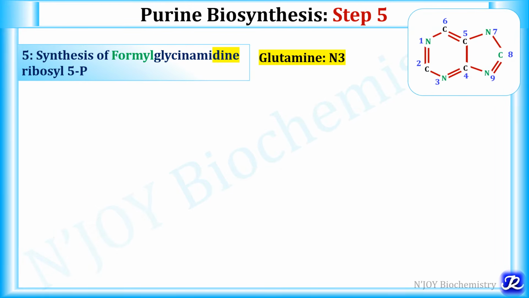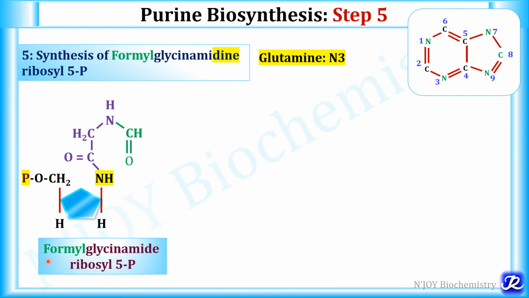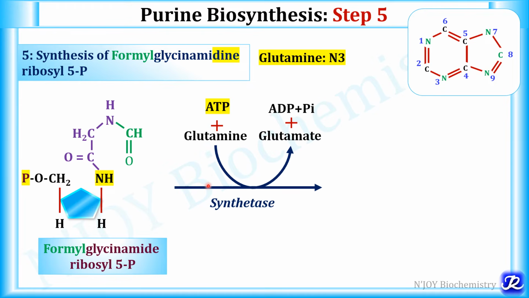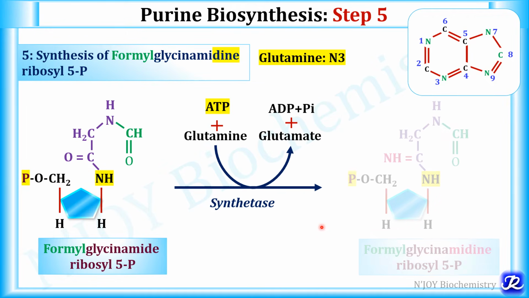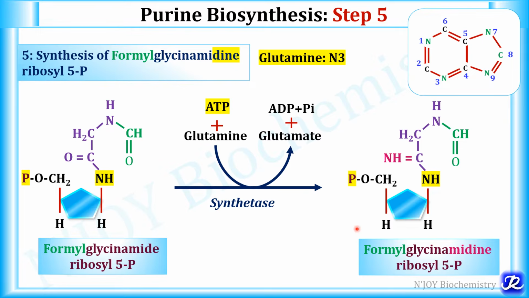Step 5 is synthesis of formyl glycinamidine ribosyl 5-phosphate. The contributor is glutamine, which is responsible for contribution of nitrogen present at number 3. Here, glutamine is added to formyl glycinamide ribosyl 5-phosphate. It also requires ATP, so the enzyme is synthetase. There is formation or release of glutamate, ADP and inorganic phosphate, and an amide group is added here. So it becomes formyl glycinamidine ribosyl 5-phosphate.